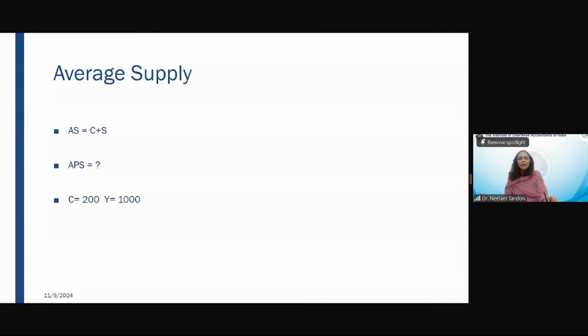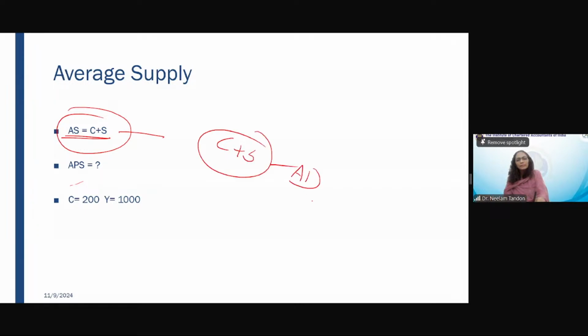What is aggregate supply? Aggregate supply is consumption plus savings. Yes, aggregate supply is consumption plus savings. So either you consume or you save, that is the condition of equilibrium. Because C plus S, what is it? Aggregate demand, or this is aggregate supply. So this is the condition of equilibrium. At equilibrium, aggregate demand will be equal to aggregate supply.